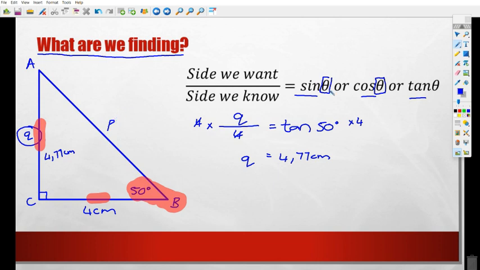I just wanted to remind you guys, sine, cos, or tan also have their reciprocals. So what's the reciprocal of sine?